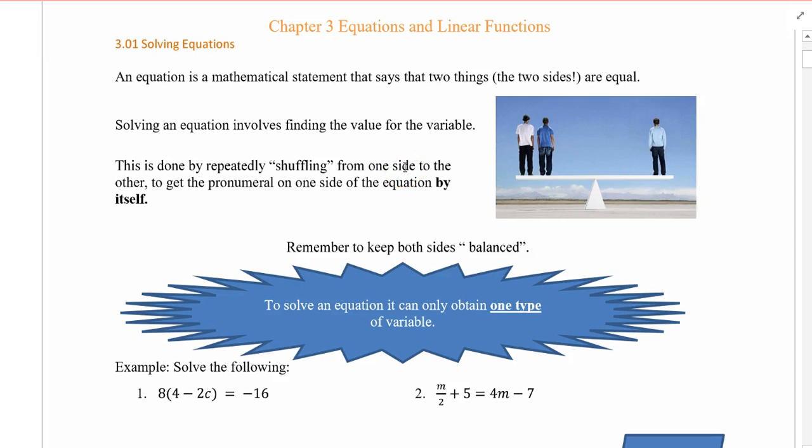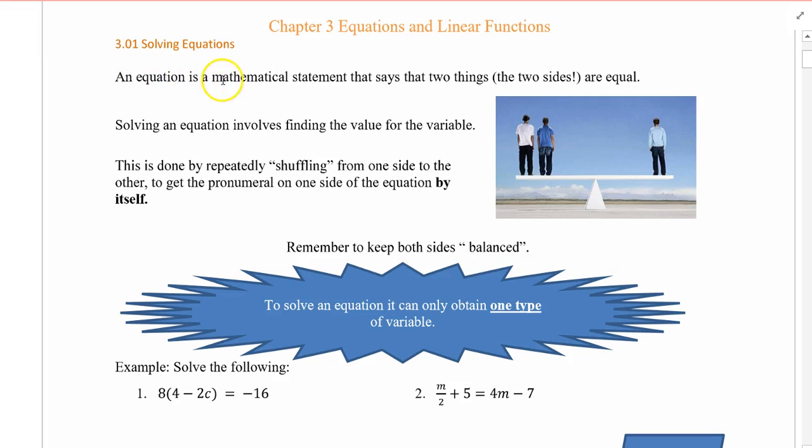In exercise 3.01, solving equations, you've heard me talk a lot about forming an equation and going on to solve the equation, get the pronumeral by itself. And that's all this exercise is. So, like I said, I think you're going to have a lot of success with it. Just a little bit of a formality before we start some questions.